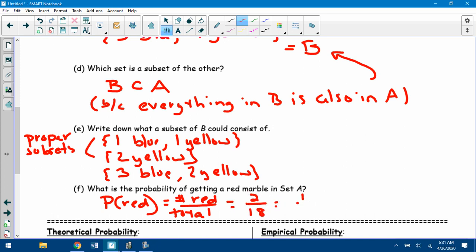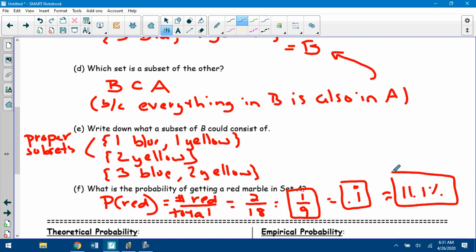Which is the same as 1/9. So usually I try to reduce it, but you don't have to always. 1/9 is the same as 0.1 repeat. You can always leave it as a decimal as long as you don't round it. So if I put that repeat part, that's okay. Or you could say it's about equal to 11.1%. Lots of ways to represent a probability.